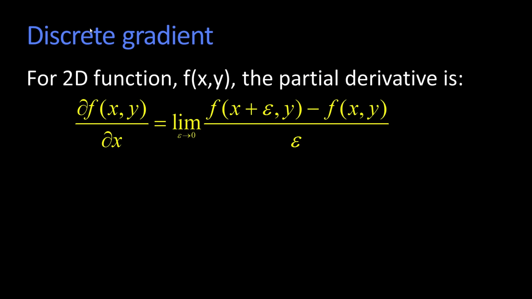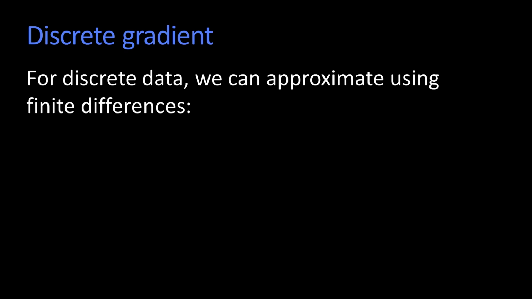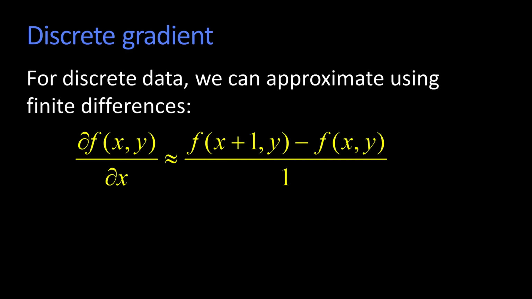So in continuous math land, the partial of f with respect to x is just this limit, right? We move a little bit in the x direction, epsilon, subtract off the original one and divide by epsilon. And when we let that limit go to 0, that becomes our derivative. But in discrete world, we can't move arbitrarily close. We have to take what are called finite differences. So what we're going to do is talk about approximating our partial by some finite difference.